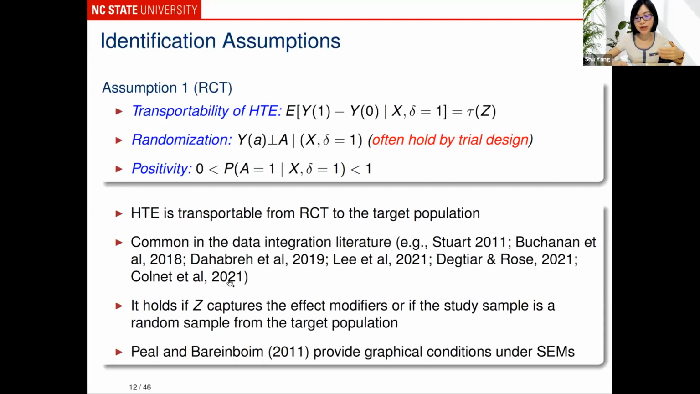And in the literature, we can also have some graphical conditions to check this assumption under the structural equation models. The second one says treatment is randomized given each level of X in the RCT. And the third one says each participant in RCT has a positive probability of receiving either treatment. And these two assumptions usually hold by trial design. And because we view the RCT as a benchmark, we will make this assumption throughout the talk.